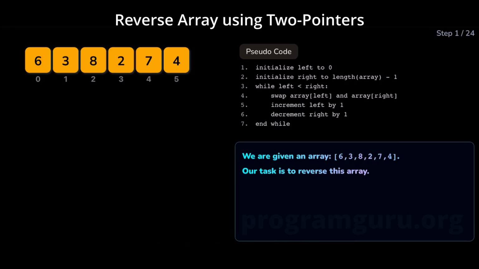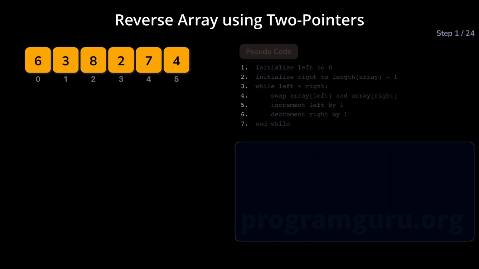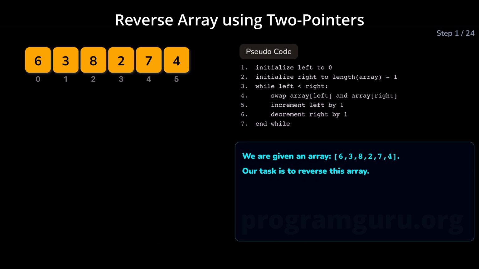In this example, we are going to learn how to reverse an array using the two-pointer technique. We are given an array with the elements 6, 3, 8, 2, 7, and 4. Our task is to reverse this array.